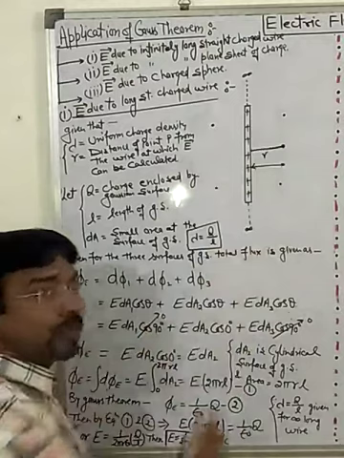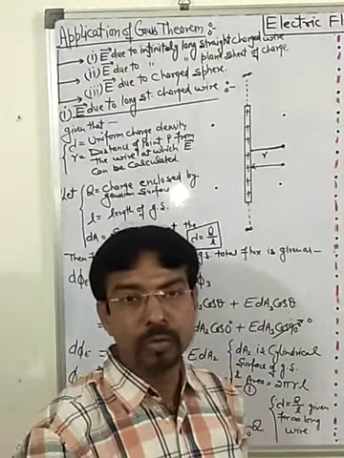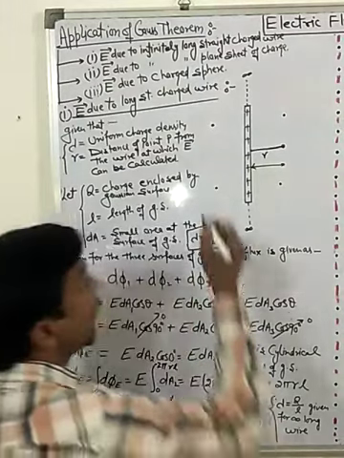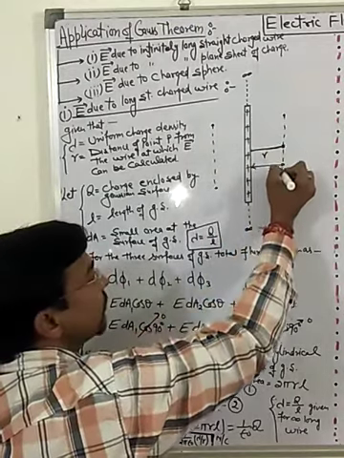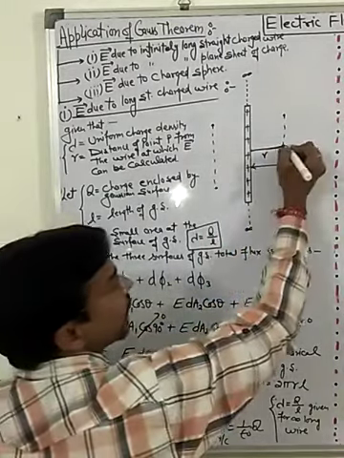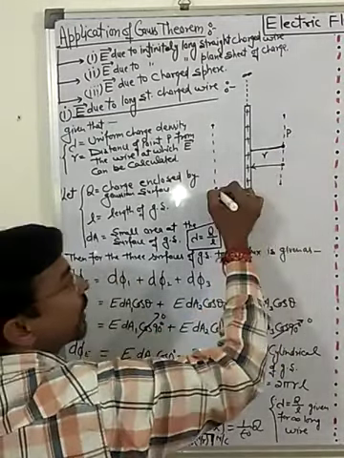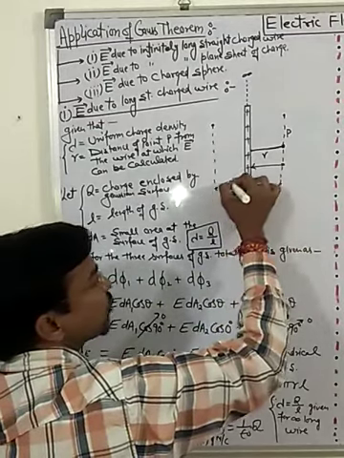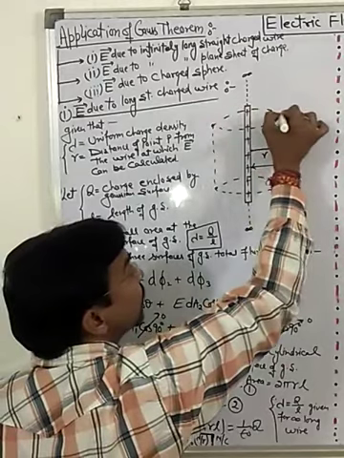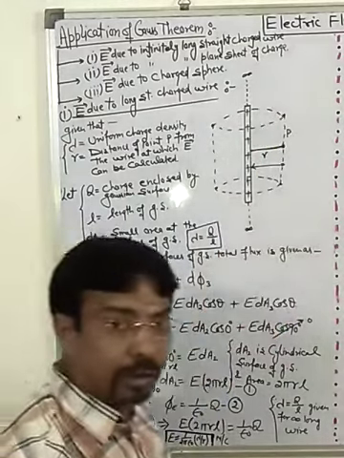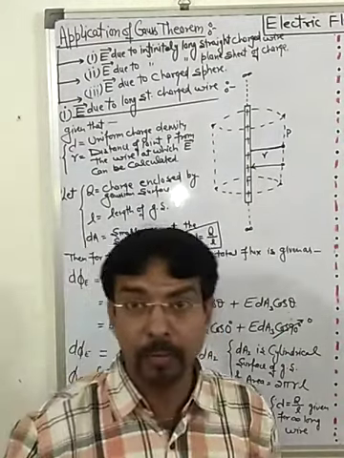So we will choose a Gaussian surface. We can use any type of Gaussian surface, but here we will choose a cylindrical Gaussian surface, drawn like this. We choose it in such a manner that the point P is situated on the surface of that cylinder. You must learn this: for this type of condition we use a cylindrical Gaussian surface so that we can find the result in a better manner.